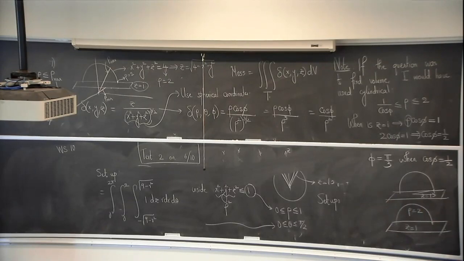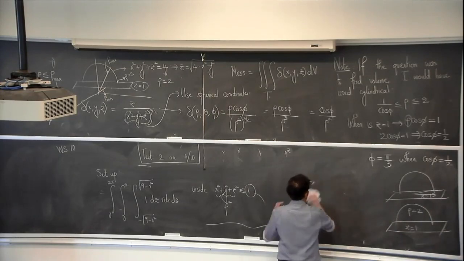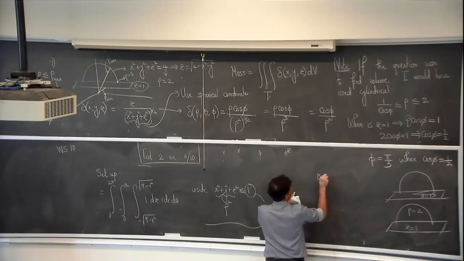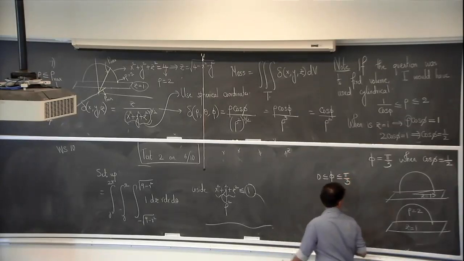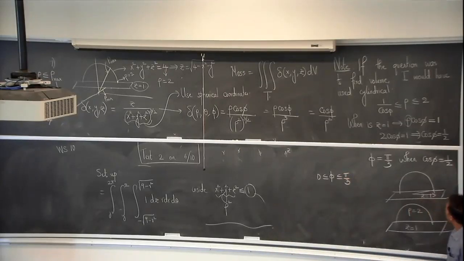So that will fix the limits for phi. So 0 less than or equal to phi less than or equal to pi over 3. Okay, so those are the limits for rho, which depends on the angle phi. Phi goes from 0 to pi over 3. What about the limits for angle theta? That's the least complicated thing.